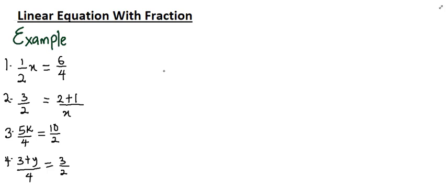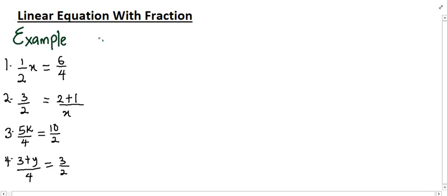Okay, now we are in the next phase of this class where we will be dealing with linear equations with fractions. Okay, so these are linear equations, but just that they have fractions, and then we're going to solve them. Let's go ahead. The first one says 1 over 2x is equal to 6 over 4. Okay, so 1 multiplied by x is same thing as x, right? So just x over 2 is equal to 6 over 4.